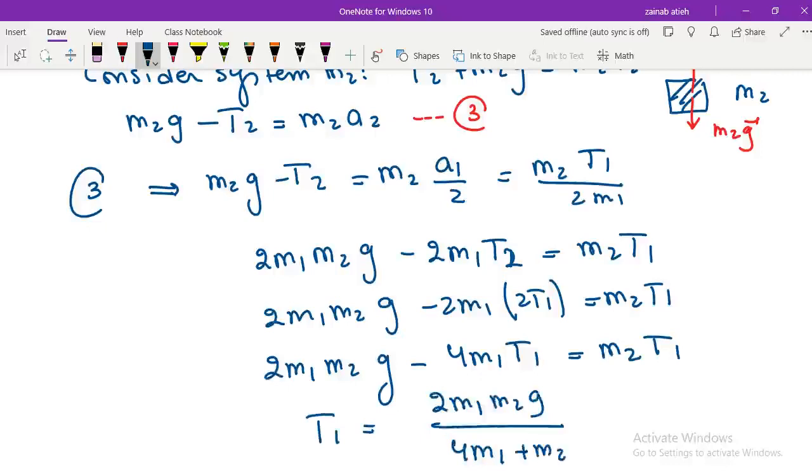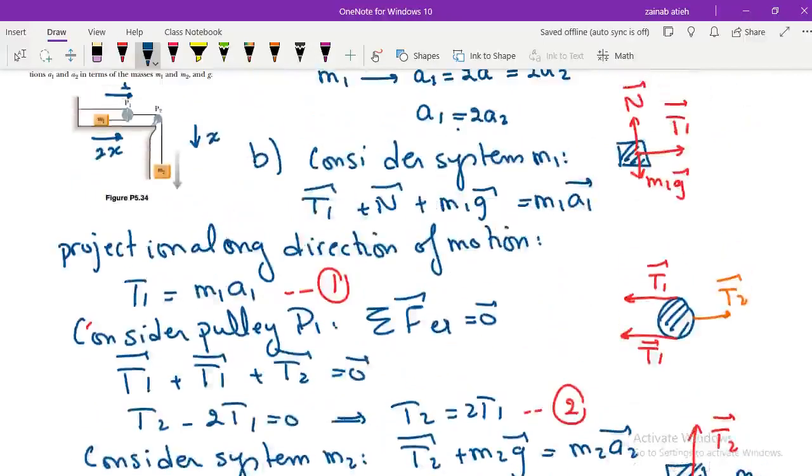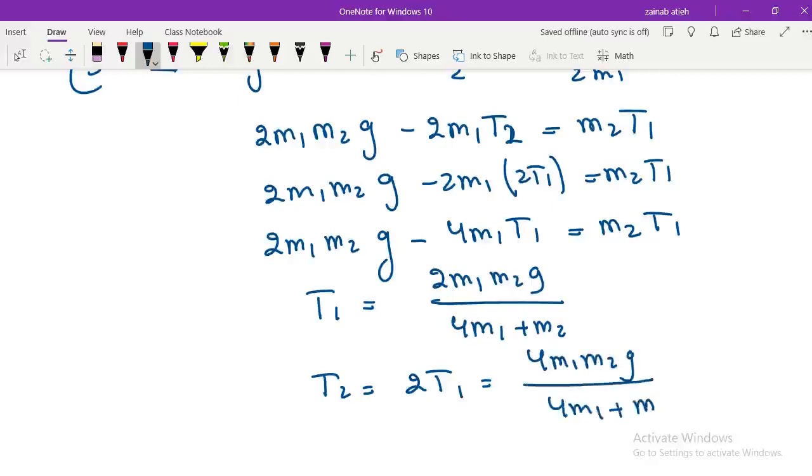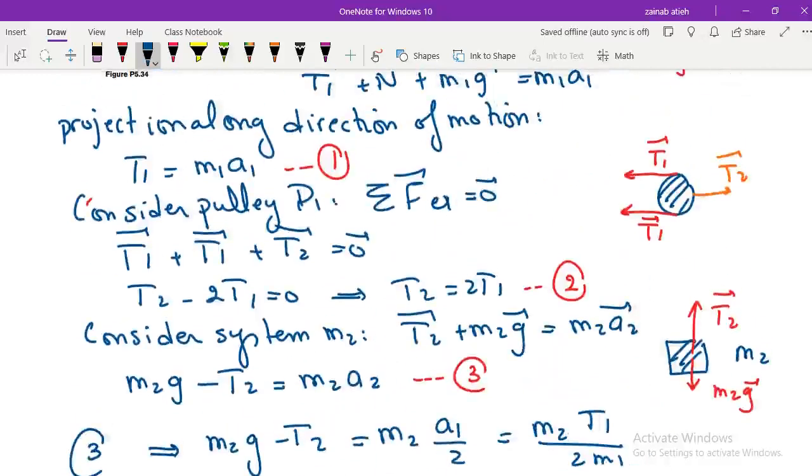هيك بكون جبت ال T1. بدي اجيب ال T2. Remember there's a relation between T1 and T2. T2 equals 2T1. So T2 equals 2T1. It's equal to 4m1 m2g over 4m1 plus m2. Okay, so my tensions. Now in the second part he's asking for the acceleration. فيني نطبق واحد من الايكويشنز اللي انا معي اياهم. Remember that I have three equations.